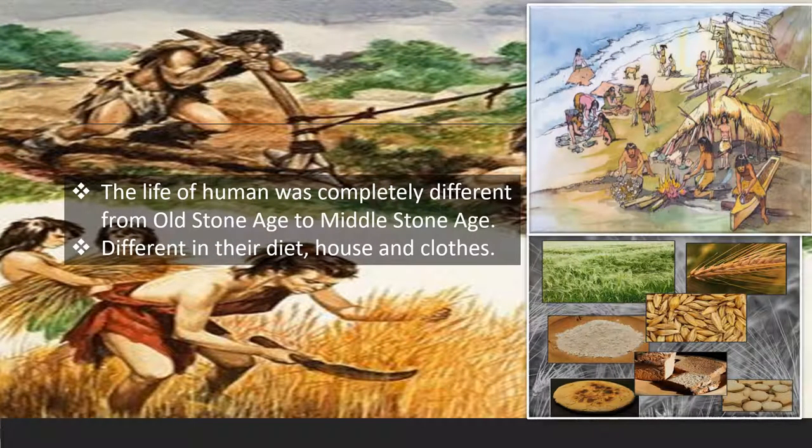The life of humans was completely different from the Old Stone Age to the Middle Stone Age. So, let's move to our Neolithic Age. In the Neolithic Age, the life of humans was completely different. During this age, the diet was totally different. As they learned about fire, they started eating roasted and cooked food and lived in flexible shelters which they made according to their seasonal changes.